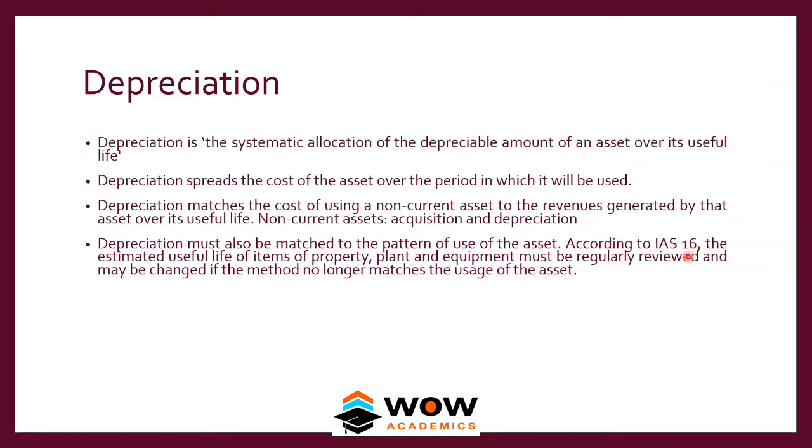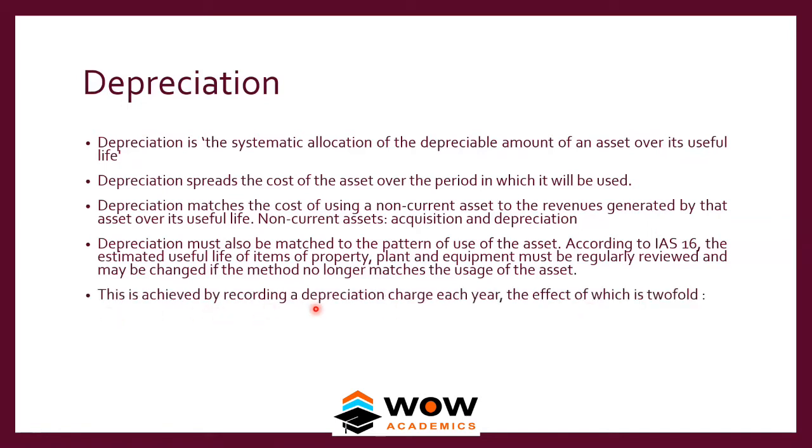According to IAS 16, the estimated life of items of property, plant and equipment must be regularly reviewed and may be changed if the method no longer matches the usage of the asset. So what it says here is, if you have a machinery and that machinery has not been used for around 6 months, should you have a full year depreciation? The answer is no. Only when it is used and producing the goods, it should be depreciated. Also the pattern of usage: for example, this year you are heavily using that asset, next year you are going to use only 50% of the asset, so this time you can charge 2 times the depreciation and next time you can charge 50% of the depreciation. Even that is available in IAS.